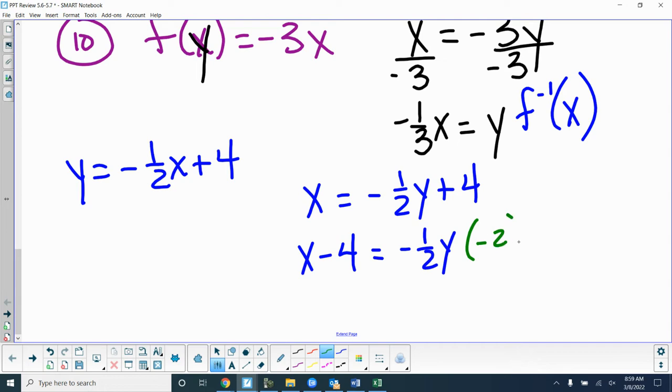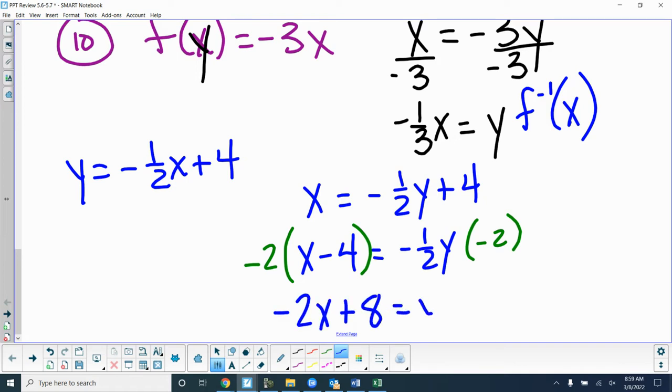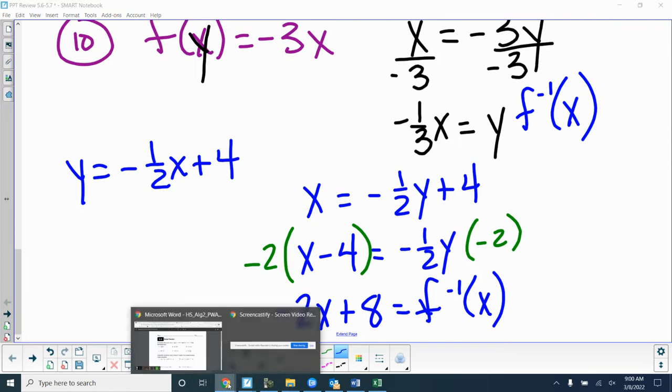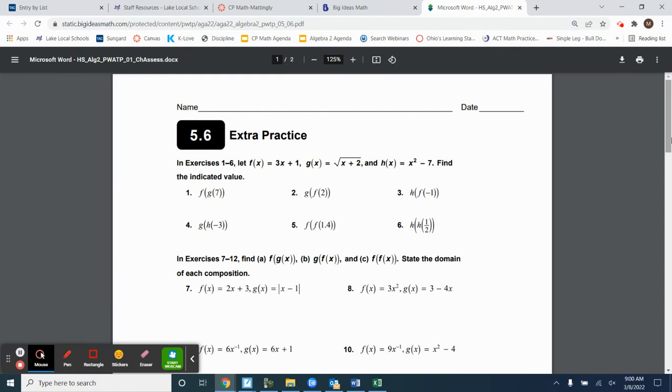Right, multiply by negative 2, right? This whole thing, right? So that's negative 2x plus 8 equals f inverse, right? We get that? Yes, sir. Making sense? Does anybody have any question on finding inverses? Okay. So, try this problem. Do number 1 there.